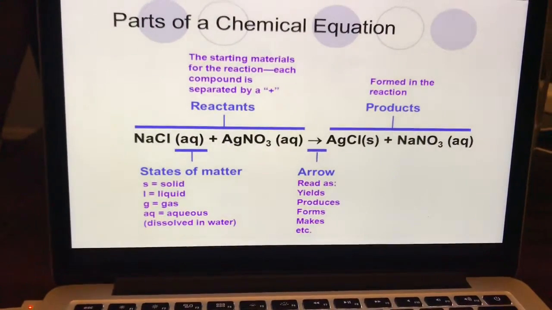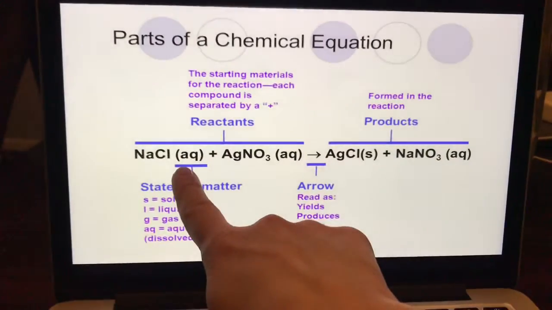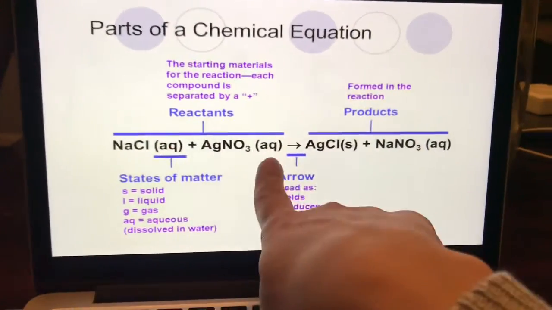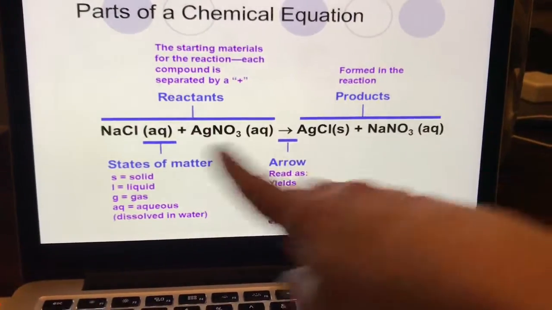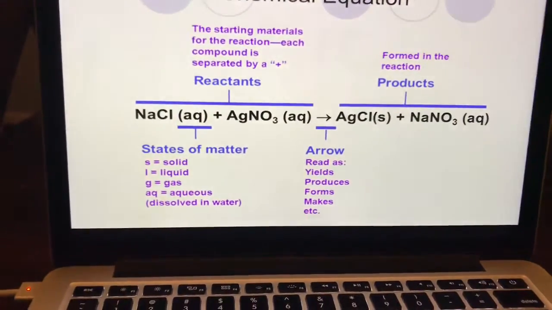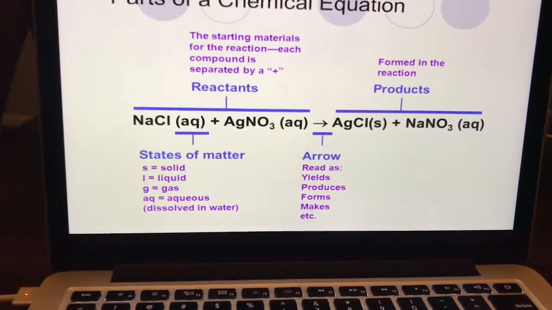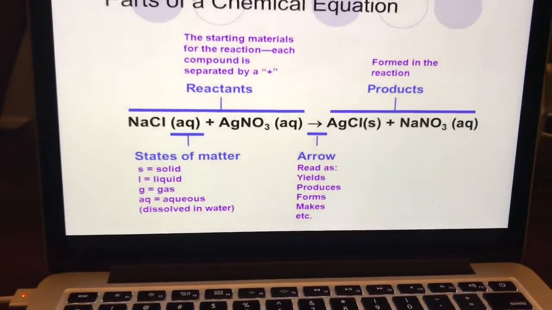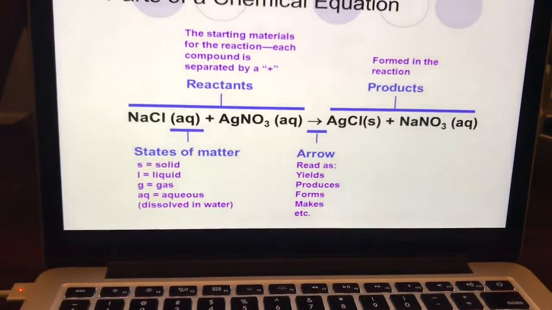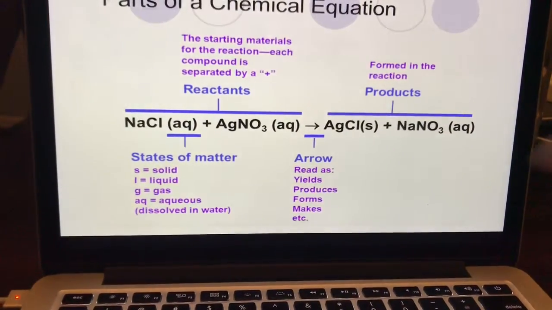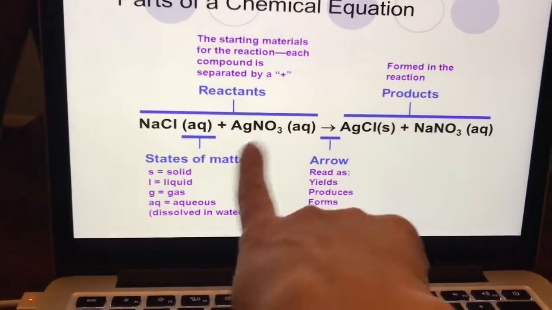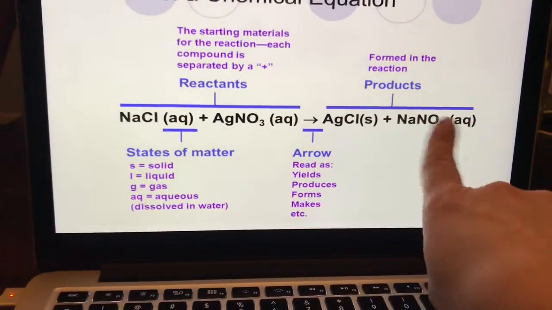Some other things that you might see are these things in parentheses, right? That's just the state of matter that those chemicals are in. So solid, liquid, gas, SLG. AQ is aqueous, and that just means that it's dissolved in water. And then, again, anything to the left are reactants, anything to the right are products.